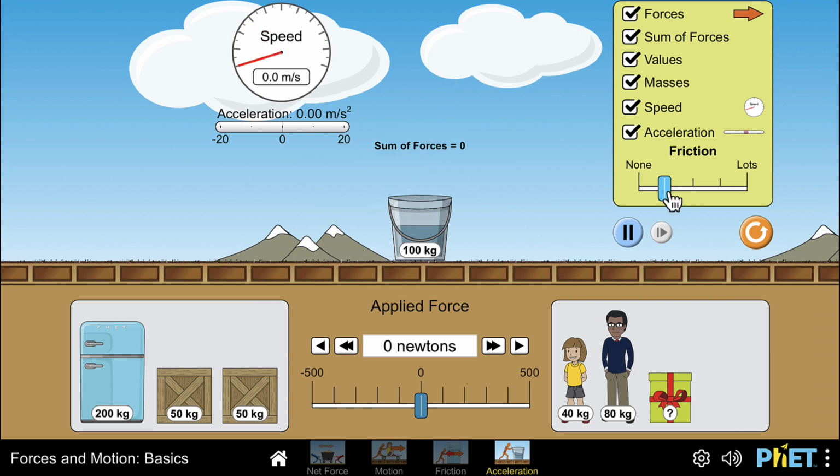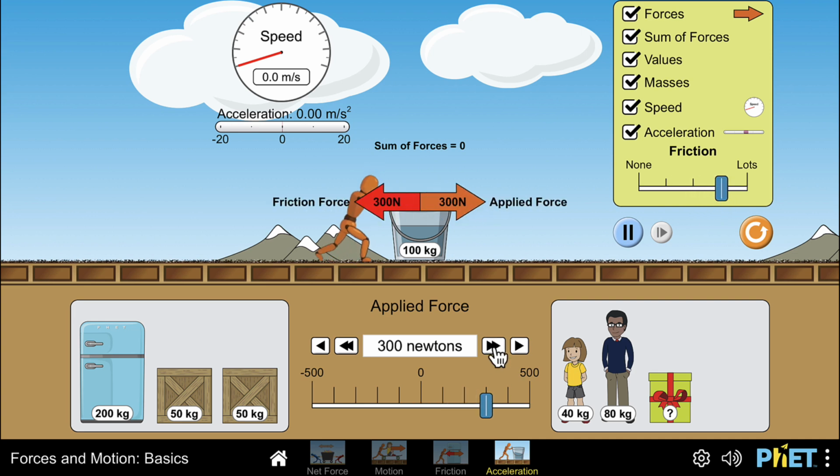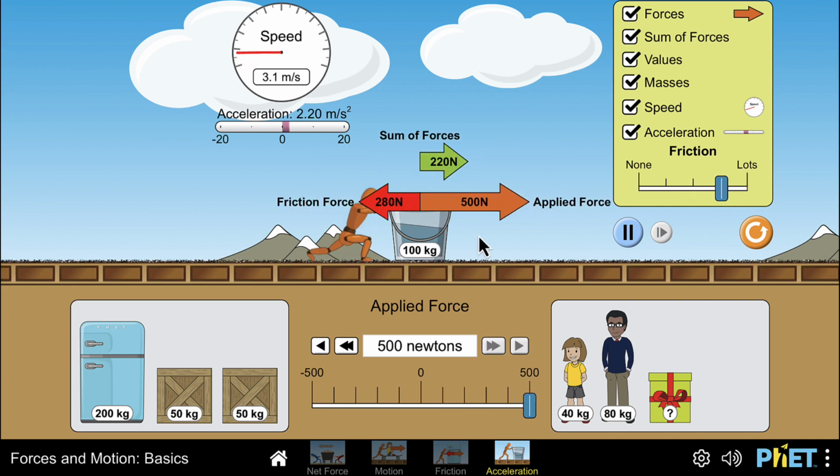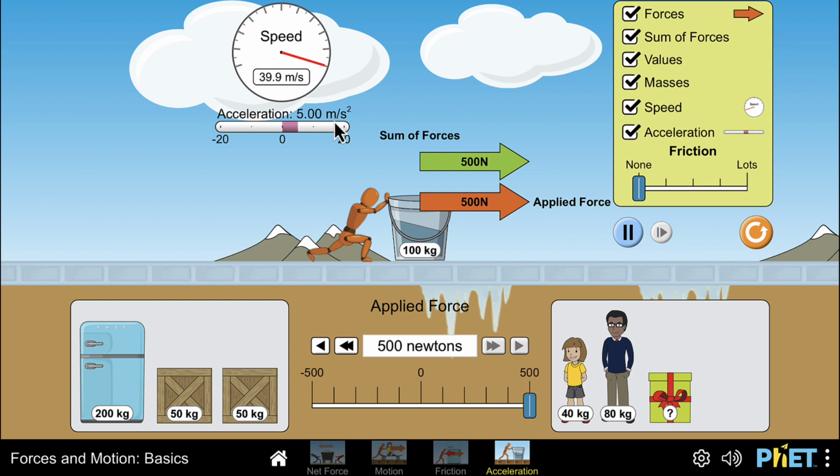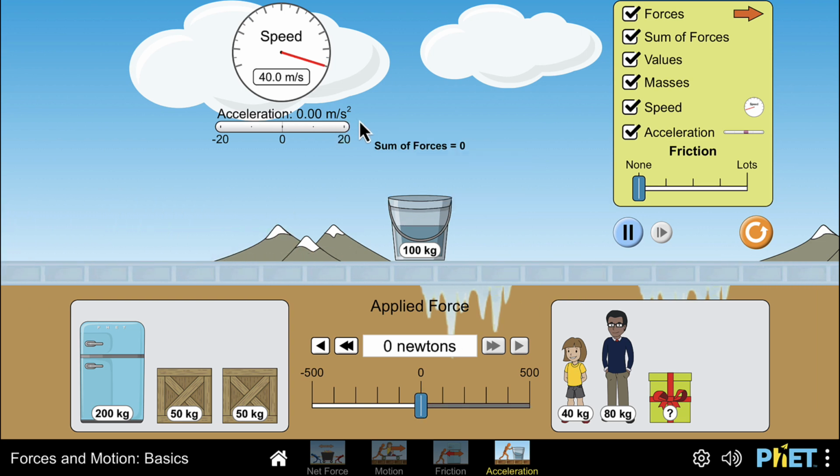And now if I increase the friction to this much, even with 500 Newton, I just got 2.2 meters per second squared, because you always have to subtract friction. But without it, I got 5 meters per second squared, and that's more than double when I had friction. Check the link of this game in the description. Try different masses and different amounts of force.